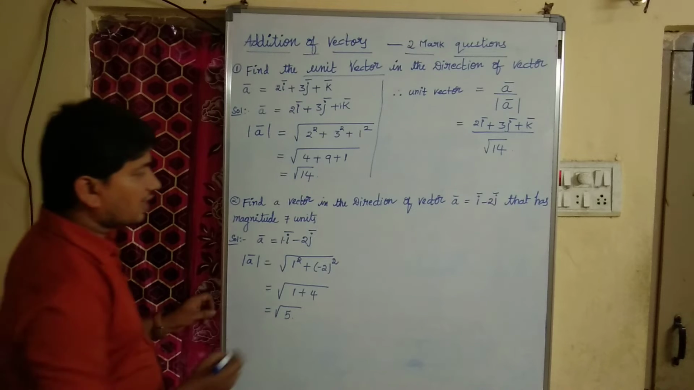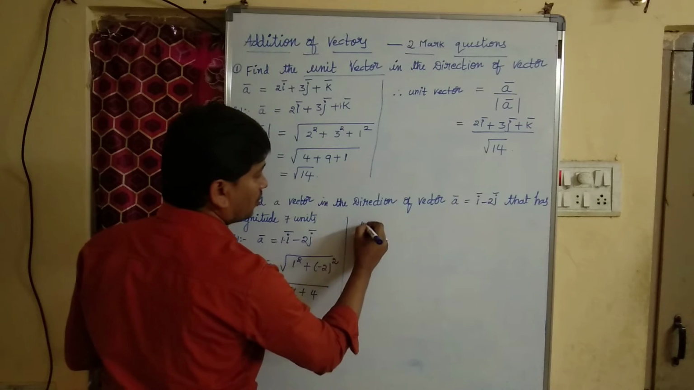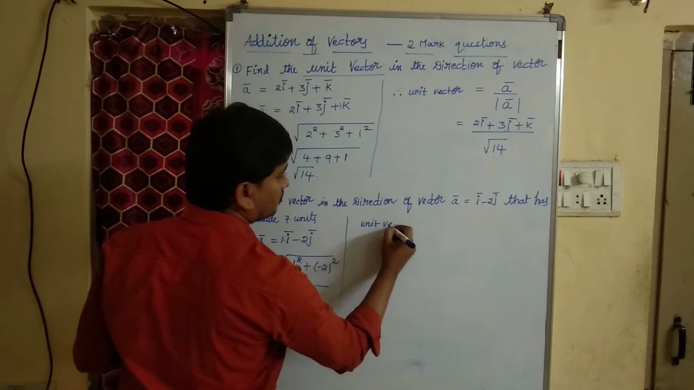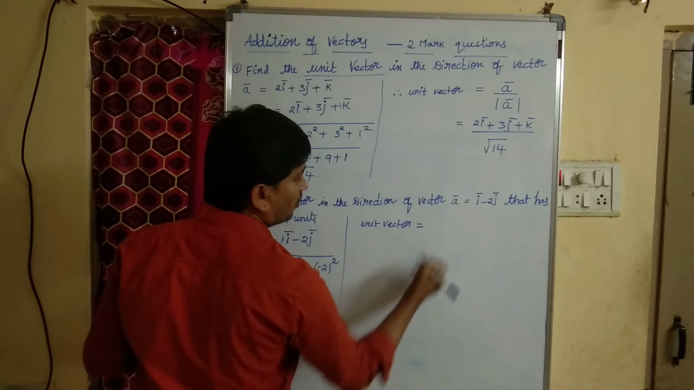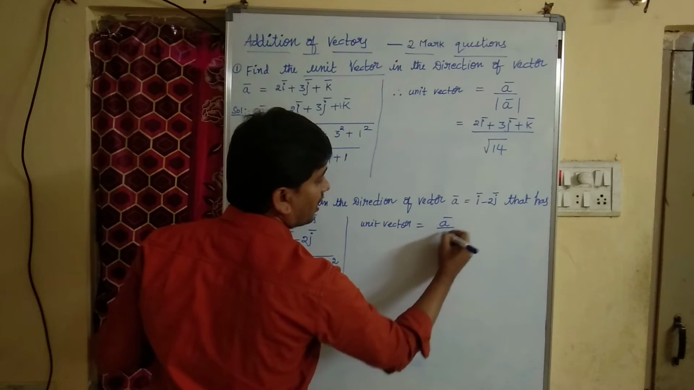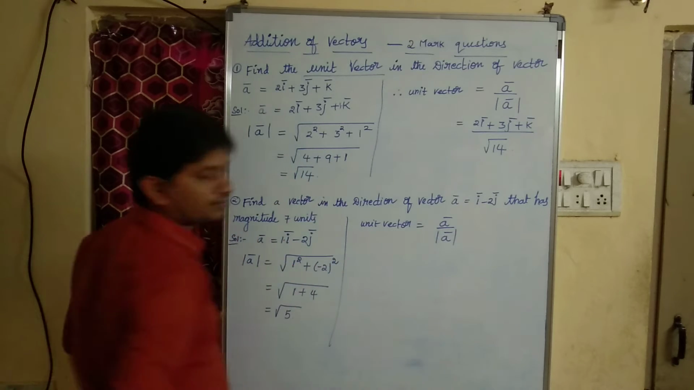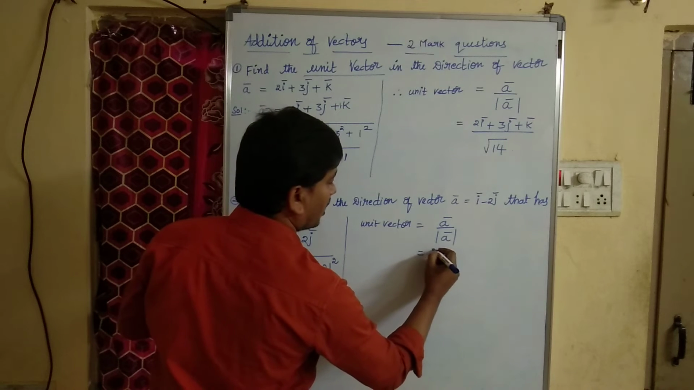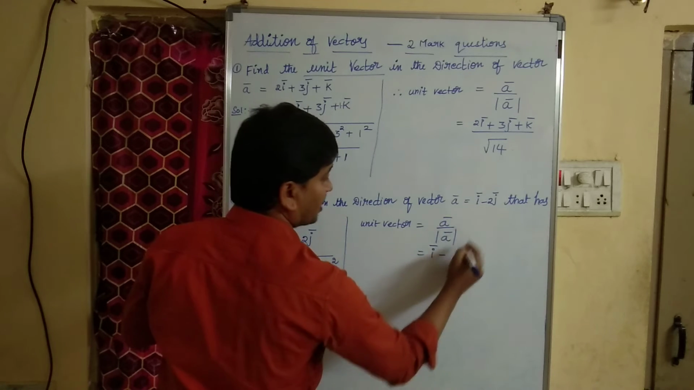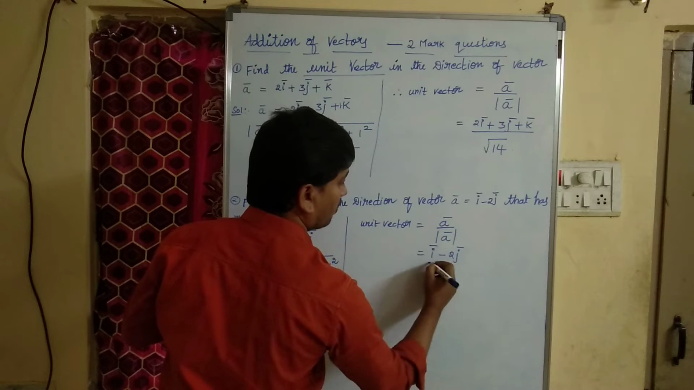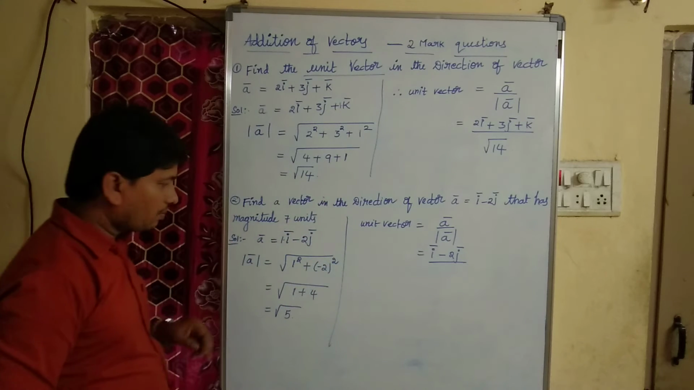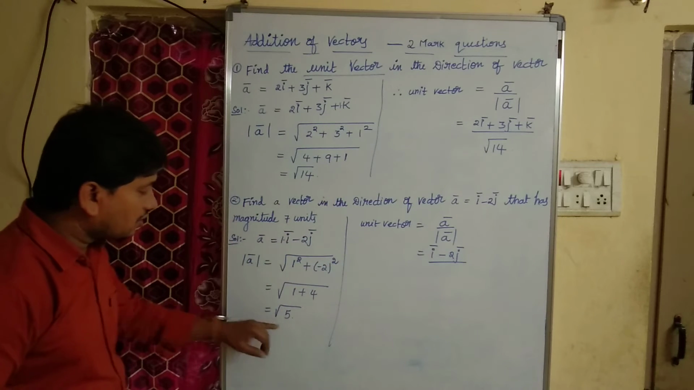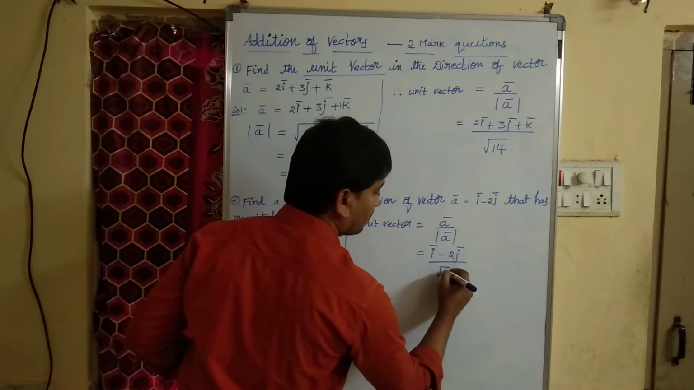Okay. So first let us find unit vector. Therefore unit vector is a bar by modulo of a bar. So a bar is given i bar minus 2j bar by, what is modulo of a bar, children? Modulo of a bar is root 5.